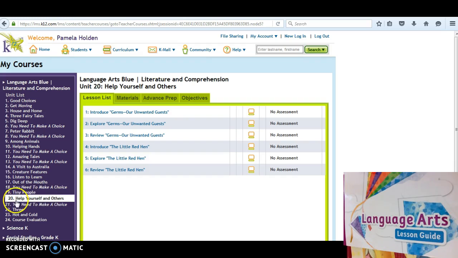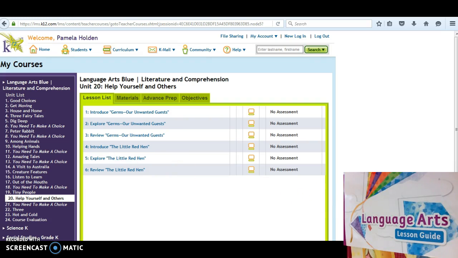Today I'll continue working in Unit 20, Help Yourself and Others. There are 3 lessons that will finish up Unit 20, Lessons 4, 5, and 6, and they are centered around the story, The Little Red Hen. You may choose to teach all 3 lessons in the same day, or you may break them up and teach them separately on separate days. I will teach each lesson separately, but you will need to decide what is best for your student.